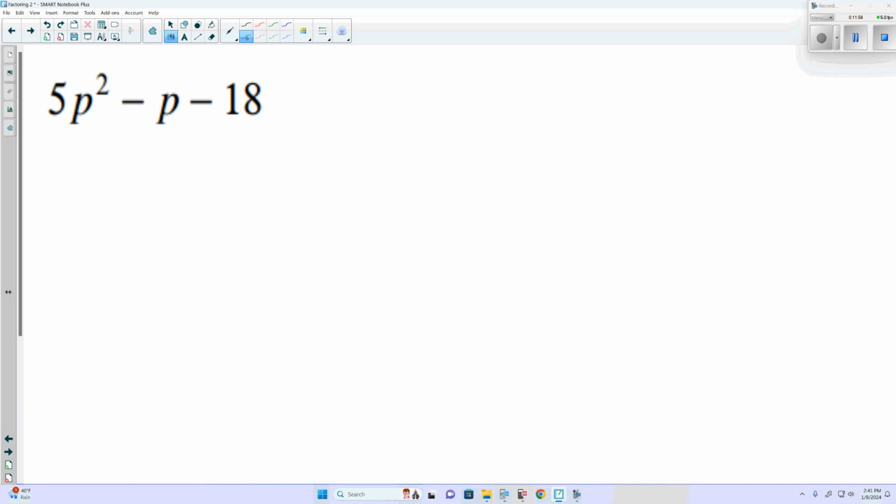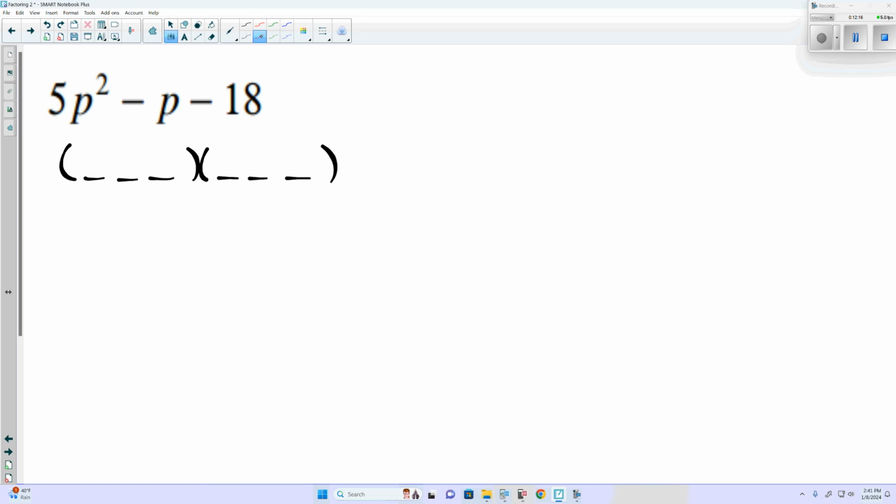(5p squared minus p minus 18). Is there a greatest common factor? No. So we'll have our 2 sets of parentheses with 3 spaces. Find the sign.